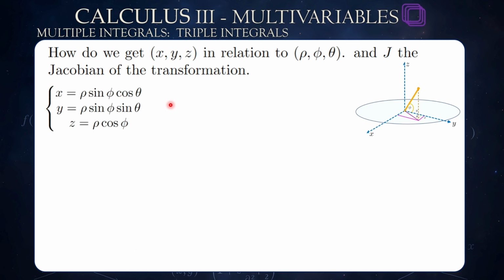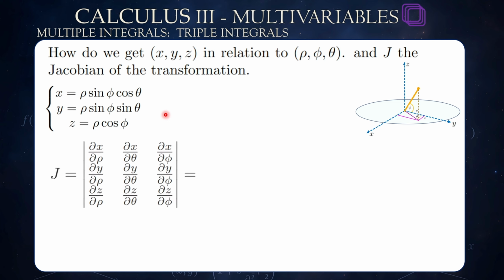After we've gotten x, y, and z, let's find the Jacobian of the transformation into spherical coordinates. So J is equal to the partial derivative of x in respect of rho, then in respect of theta, then in respect of phi, that of y in respect of rho, theta, phi, and z respectively, one after the other. Derivative of z in respect of rho, in respect of theta, and then in respect of phi, and we find the determinant of this matrix, which is the Jacobian of the transformation.